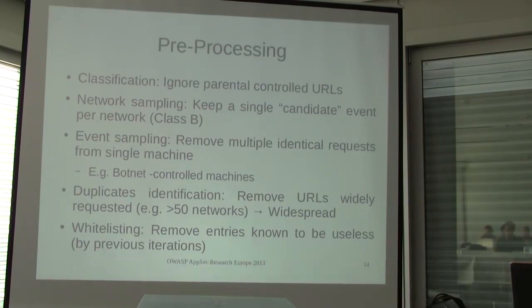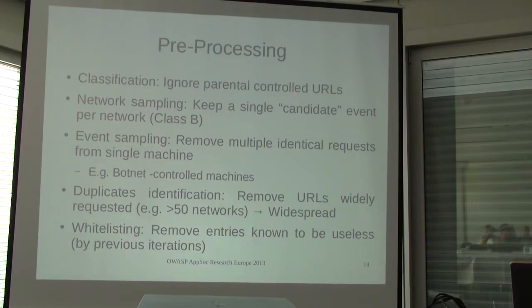Then we do some sampling at class B level. So our granularity, you can specify it, but as it is now, we have a granularity of class B. So if there are multiple machines from the same class B that make the same request, we just keep one request. Then we do some event sampling. That means that if a machine is infected and is requesting the same malicious URL over and over, for example because it's botnet controlled, we just keep one record for that. Then we remove any duplicates.